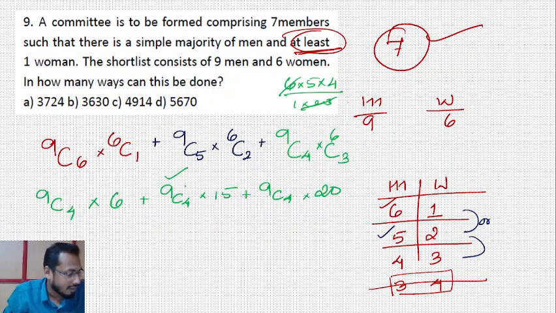And what is the answer for the 9th sum? Yeah, right. So the answer is option C. Okay, so I don't want to take much time for solving this. You can do it. The concept is this.